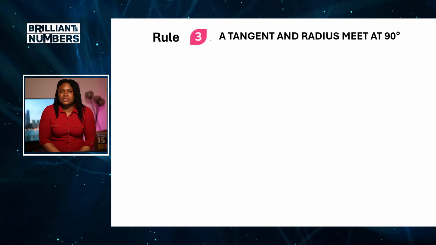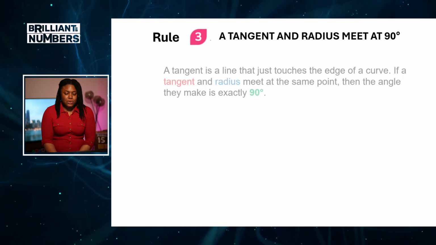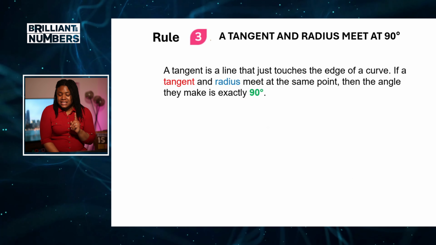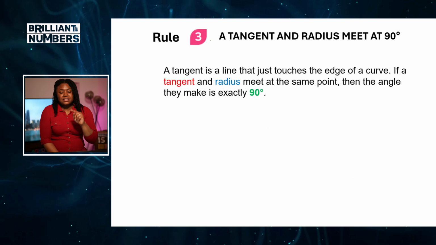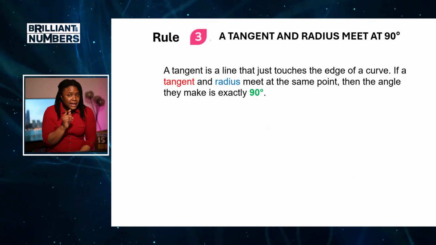So rule number 3, again, 2 key vocabulary coming into focus here. So a tangent and a radius meets at 90 degrees. So put that into perspective diagrammatically. So a tangent is a line, we've explored that as well at the beginning, that touches the edge of the circle, but it just touches it on the outside of the circle.